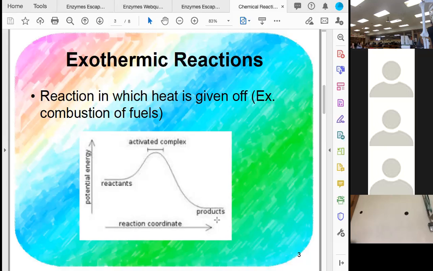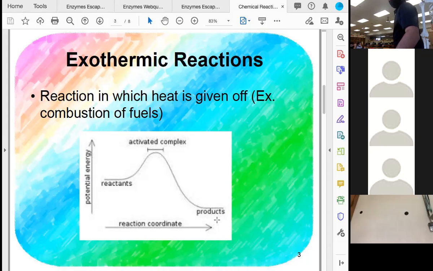Now, I say that this is an exothermic reaction because look at the energy here. The energy of the products is less than the energy of the reactants. And I know it's less because energy is on the y-axis. So the reactants are higher up on the y-axis than the products. And that means that when this reaction happened, these reactants gave off the energy that they had and released it into the atmosphere, because the products have less energy. Does that make sense?